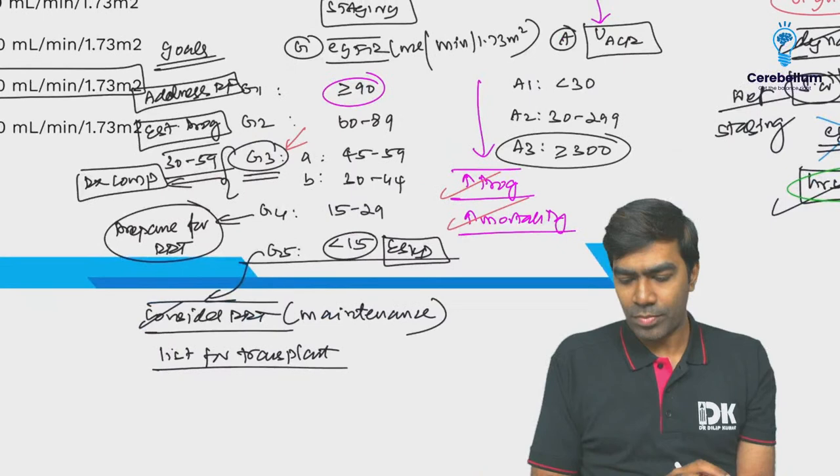What about this question? A 65-year-old man with a history of GPA, that is granulomatosis with polyangiitis, treated successfully with oral cyclophosphamide, presents with hematuria. He is asymptomatic and urine protein is 200 mg in 24 hours. What is the normal urine protein? Less than 150 to 250 mg per day is the normal amount of protein in the urine. He has a stable creatinine of 1.4.